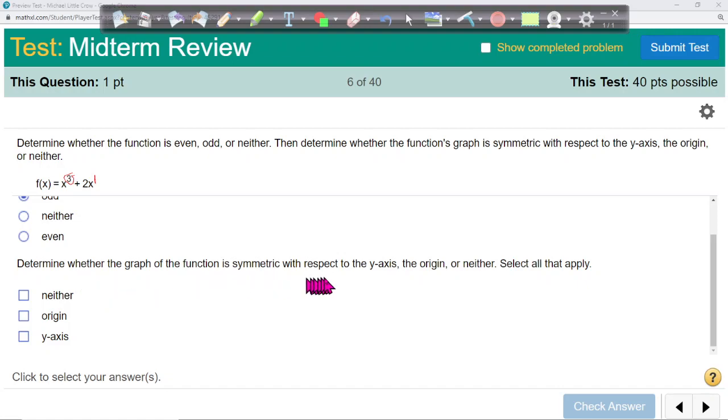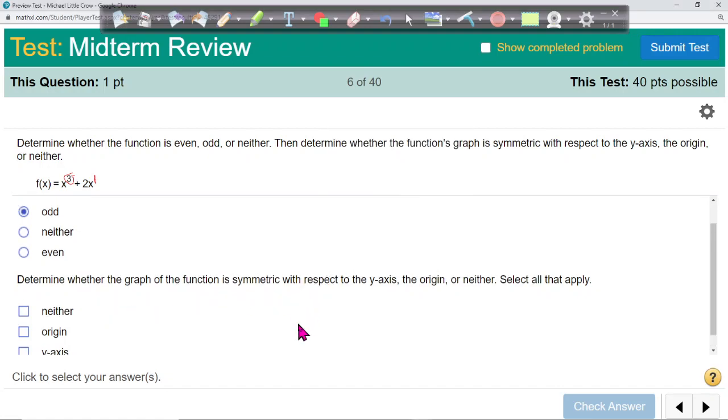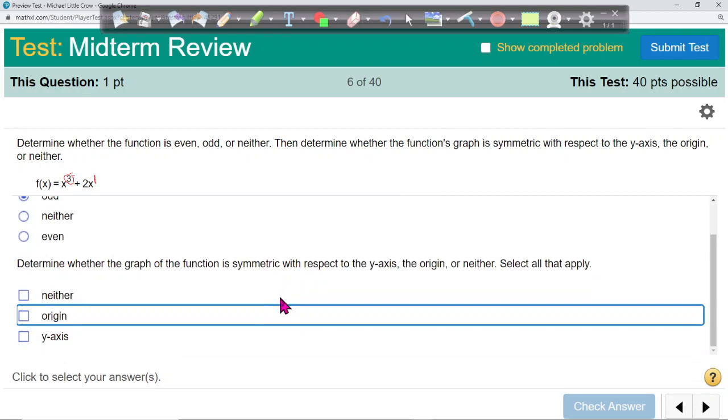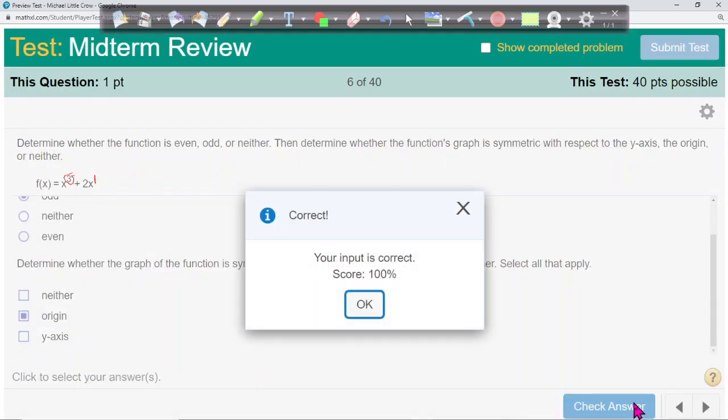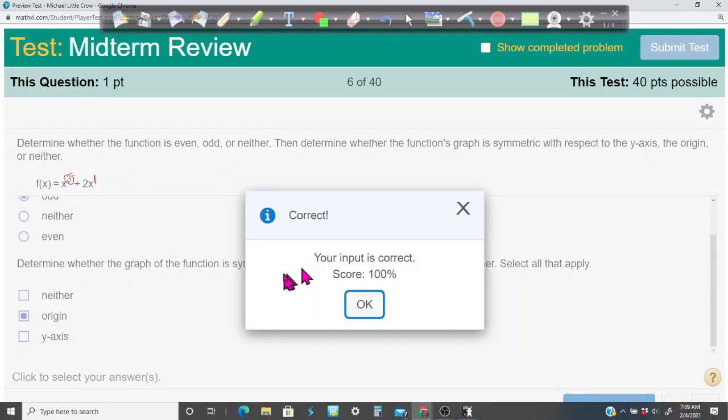Determine whether the graph of the function is symmetrical with respect to the y-axis, the origin, or neither. So I guess that was good. We saw that it's the origin. So if it is odd, it will always be origin symmetry. If it's even, it will have y-axis symmetry. And if it is neither even nor odd, it will not have either of those symmetries. It's kind of a connection. You get both. 2-for-1 deal. Okay, so we're good.